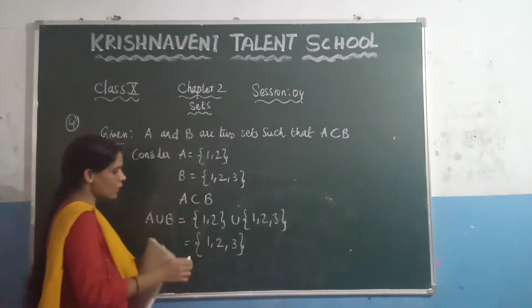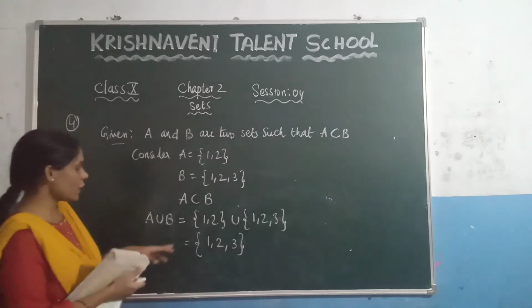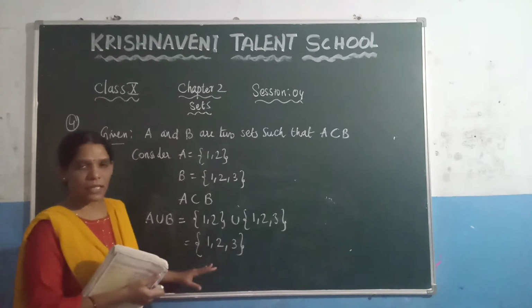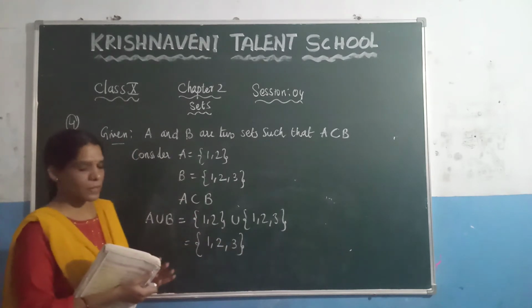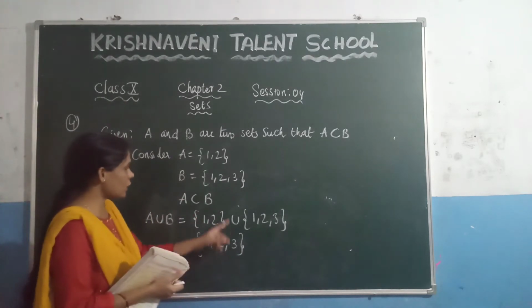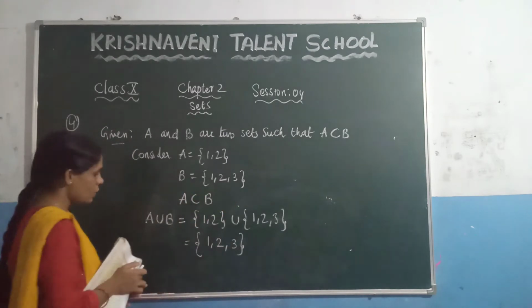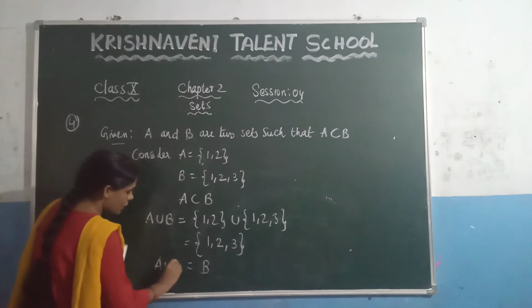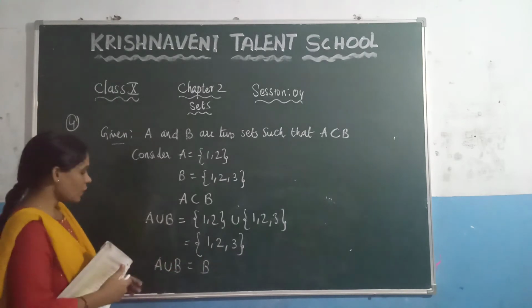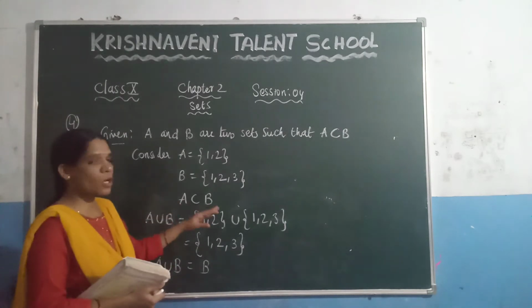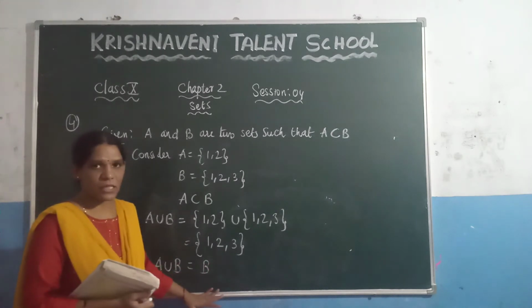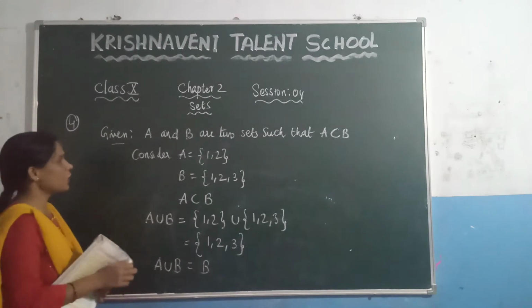You know that in a set the elements cannot be repeated. So here, what are the elements present? 1, 2, 3, which is nothing but our set B. So here what we got is A union B is equal to B. When A is a proper subset of B, then A union B is always equal to the set B. This is the question here.